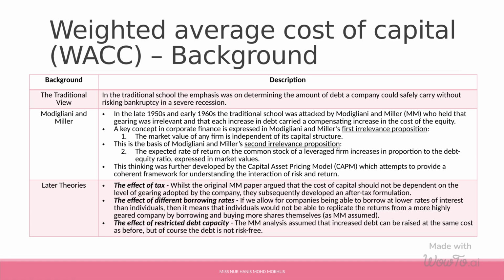Later developments expanded on MM's work. The introduction of taxes in the real world led to the Modigliani-Miller proposition 2 with taxes, which asserts that the value of a leveraged firm is higher than that of an unleveraged firm due to the tax shield on debt. This tax shield effectively lowers WACC as debt financing becomes more attractive.